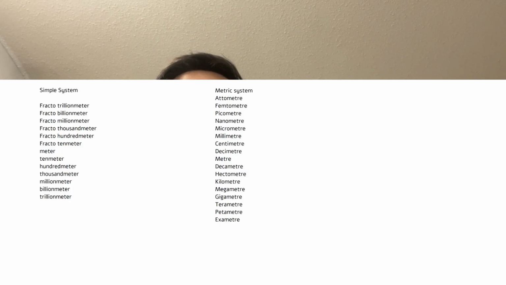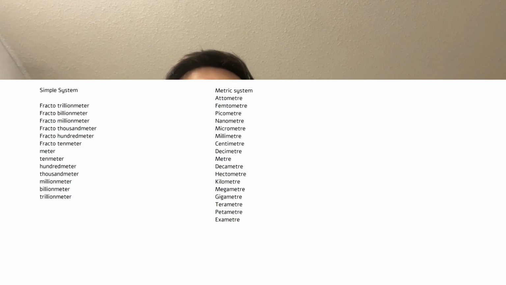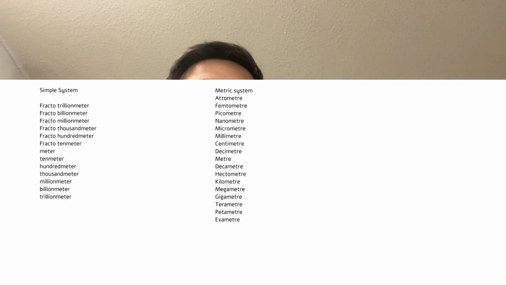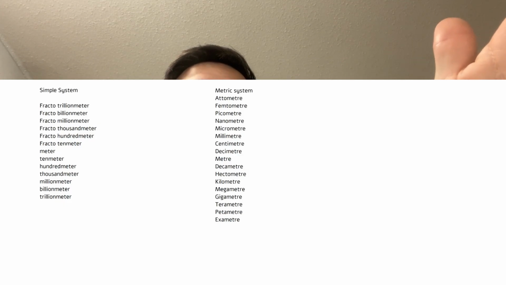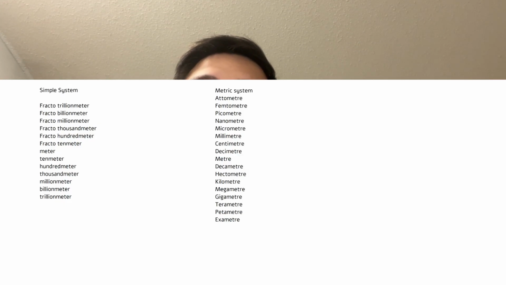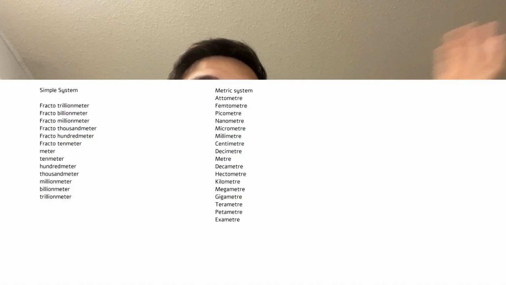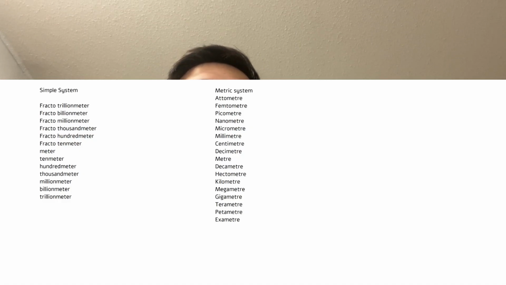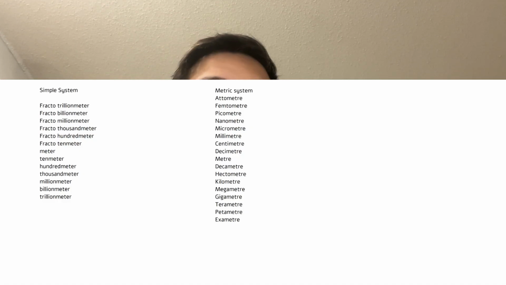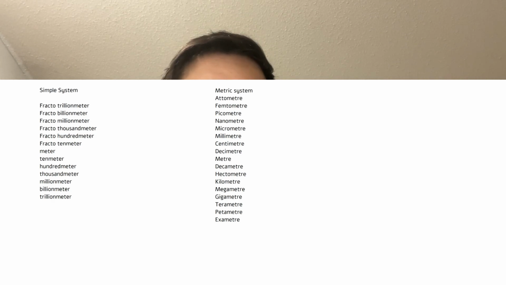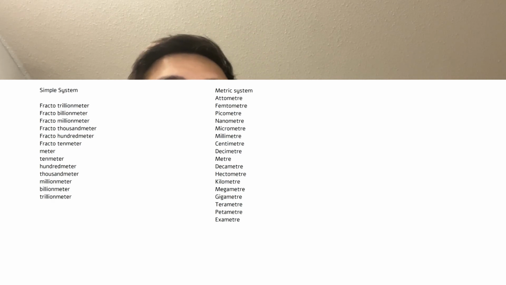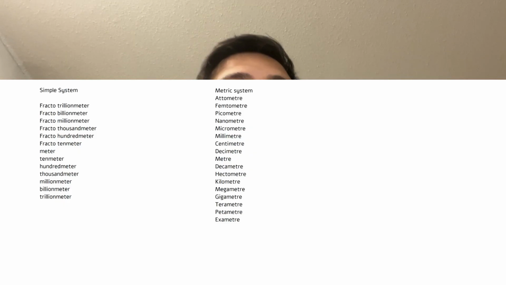Now, this here is the simple system. It's really awesome. It's designed to be simple. Okay, so instead of having a kilometer and a decameter and a megameter, we just have a 100 meter, 1,000 meter, and a million meter. So how many meters are in a million meter? Can you guess? If you guessed a million, you would be correct.